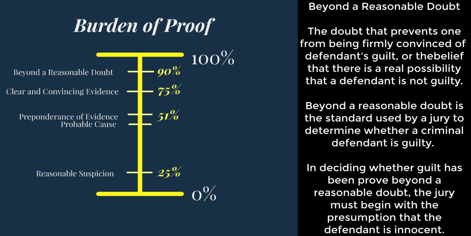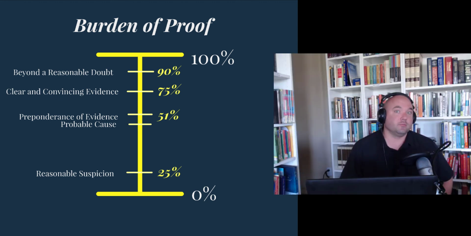In deciding whether guilt has been proved beyond a reasonable doubt, the jury must begin with the presumption that the defendant is innocent. It's completely useless if the jury goes in thinking the defendant is guilty, right? It kind of disproves the whole criminal justice system. So it's really important that you do have an unbiased jury at the very beginning to be able to prove beyond a reasonable doubt that somebody committed a crime or not.